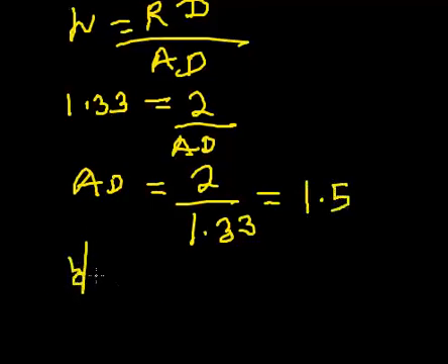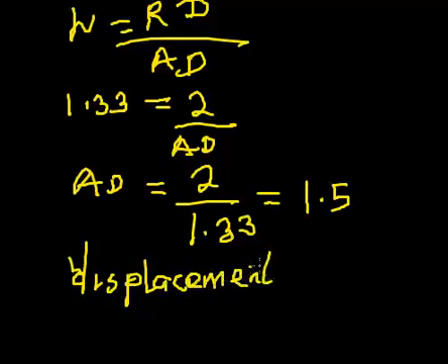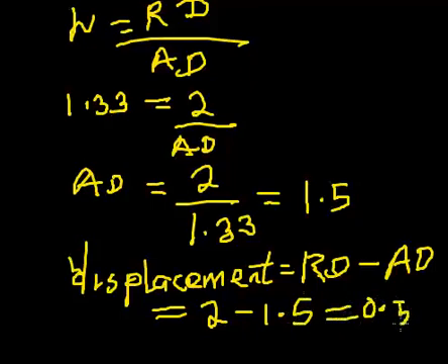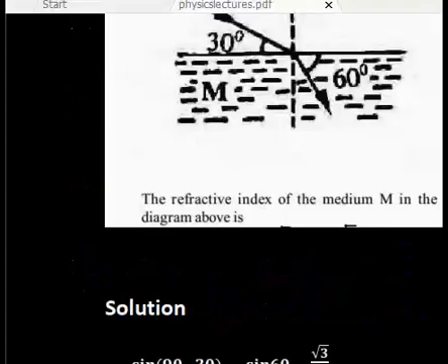So the displacement of the ray of light is simply going to be evaluated using the real depth RD minus the apparent depth AD. So this is equal to the real depth, which is 2, minus the apparent depth, which is 1.5. That gives us 0.5. So the displacement is 0.5 meter. All right, so let's proceed.